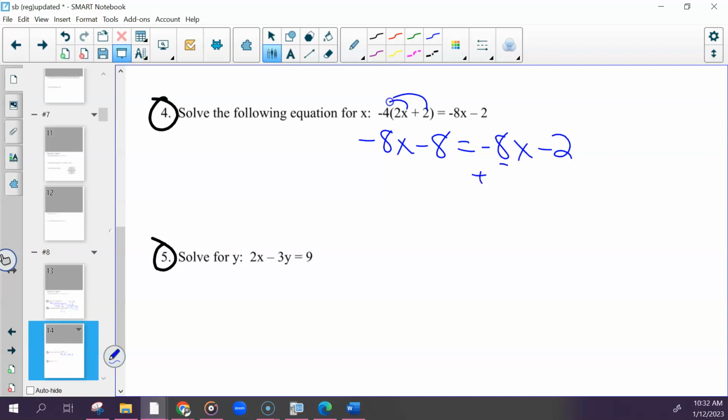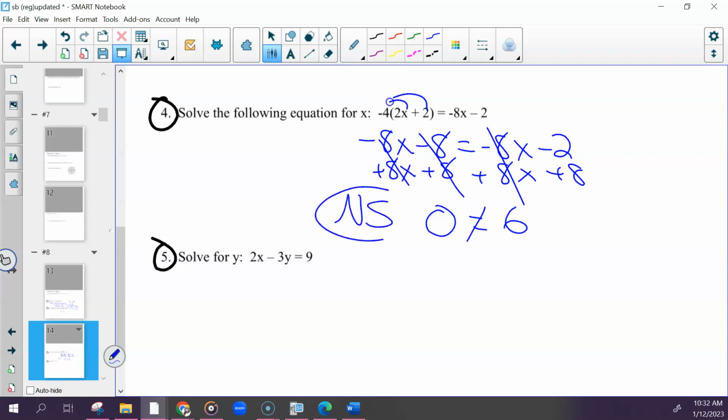So let's say I got rid of the 8x's and moved 8 over. Everything on this left side would cancel. And then negative 2 plus 8 would give us 6. So what type of solution would this be? No solution. Okay. Questions on that one?